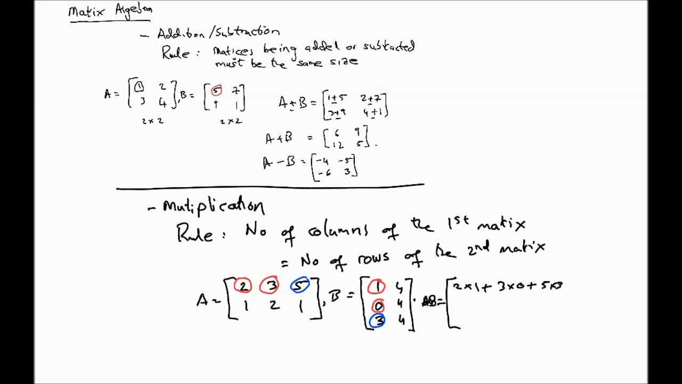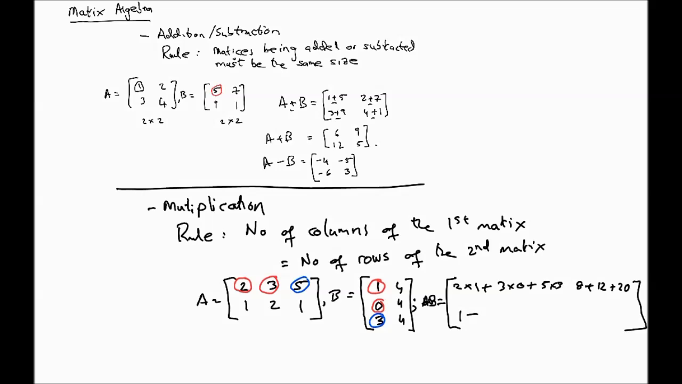AB equals, sorry about that. Okay, AB equals, this is AB I'm calculating. Now, what will I do next? 2 times 4 is 8, plus 3 times 4 is 12, plus 5 times 4 is 20. Okay, so as we progress, I'm just going to make it clear what we're doing, hopefully.